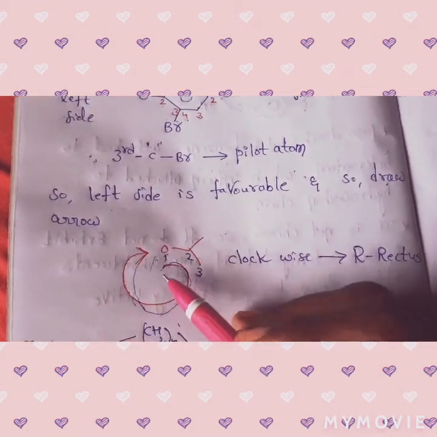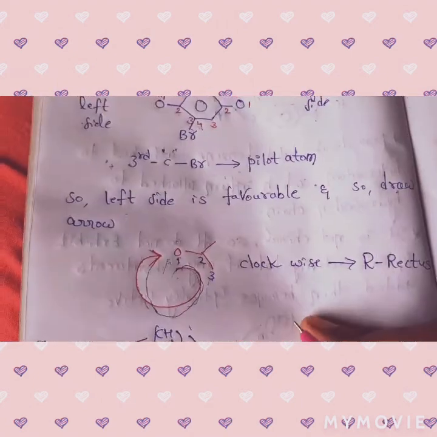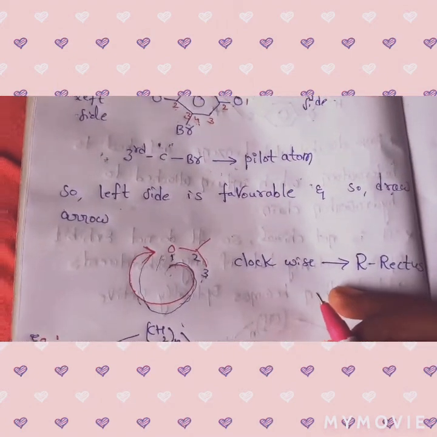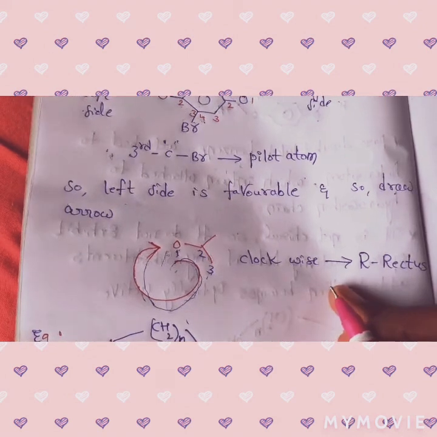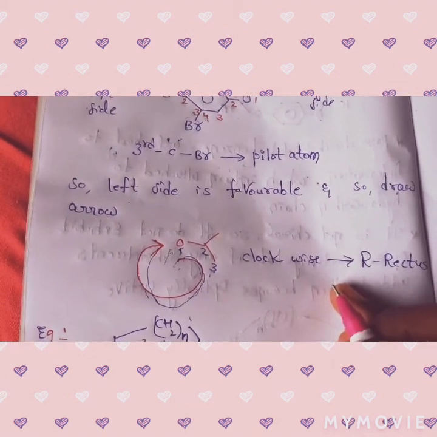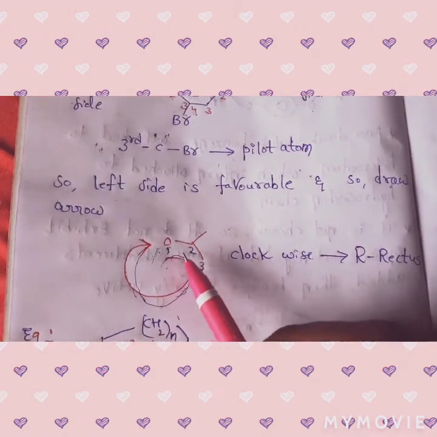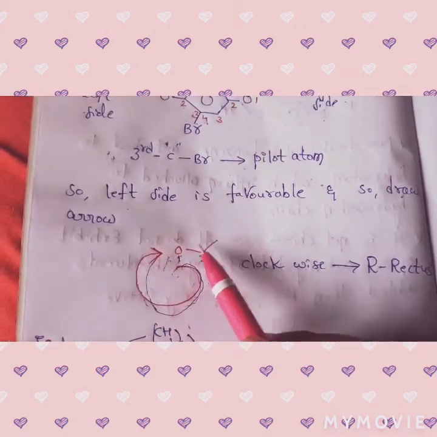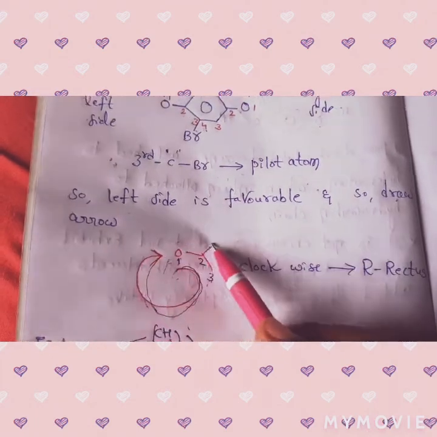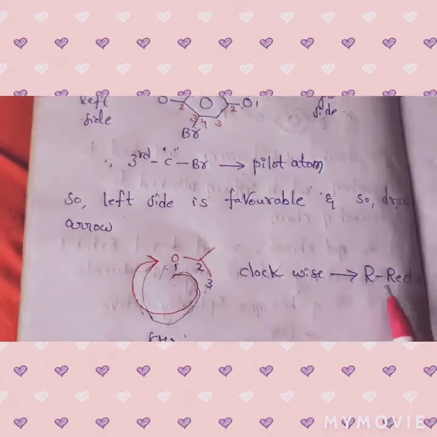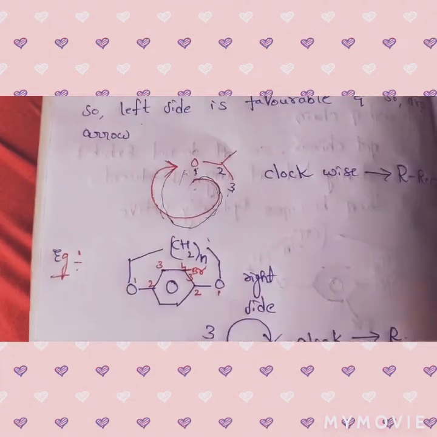We know these rules while assigning the configuration: R means rectus, clockwise direction, and S means sinister, anti-clockwise direction. In the same way, here also it is clockwise, which means rectus, R. Next, let us take one more example.